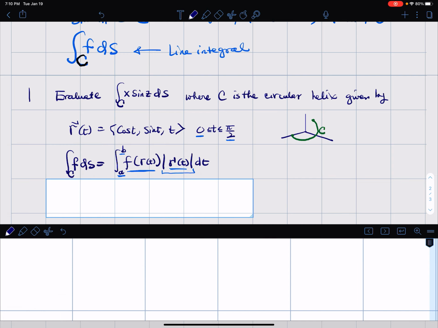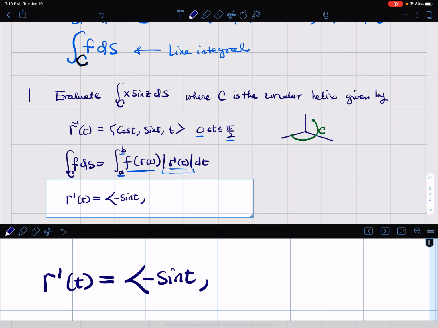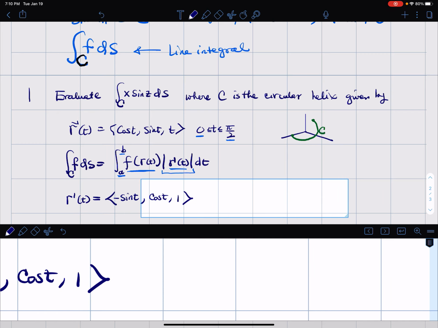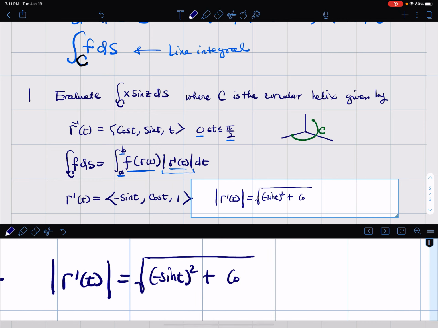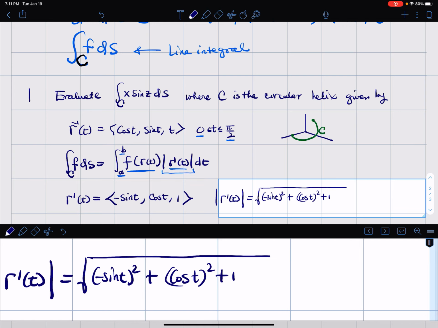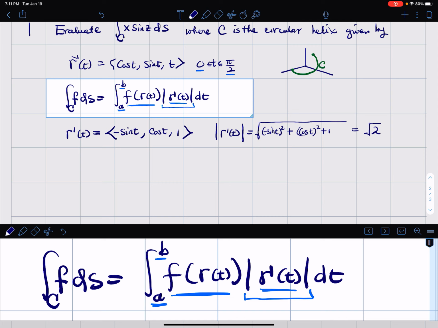Let's find r prime of t. We have r of t. R prime of t is equal to negative sine t, that's the derivative of cosine t, and then cosine t, and then 1. And then we need to find the magnitude of r prime of t, which is the square root of negative sine t squared plus cosine t squared plus 1. Sine squared t plus cosine squared t is 1, so this is just going to give us square root of 2. Okay, so let's go back.